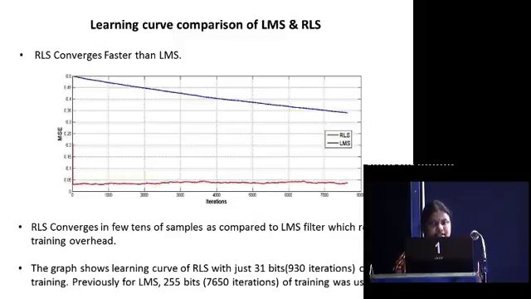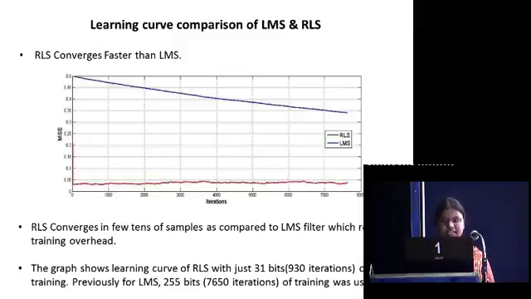When I run this setup, I can see that the RLS filter, which is a counterpart of the LMS filter, converges in just hundreds, not even 100 samples, whereas LMS takes almost 7,650 samples. If you take adaptive filters, there are only 2 kinds of basic algorithms available, which are RLS and LMS. So, compared to LMS, RLS converges in 1/10 of the time.